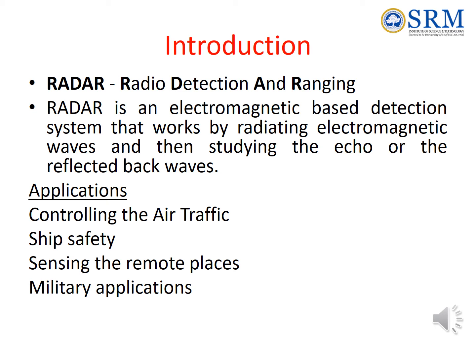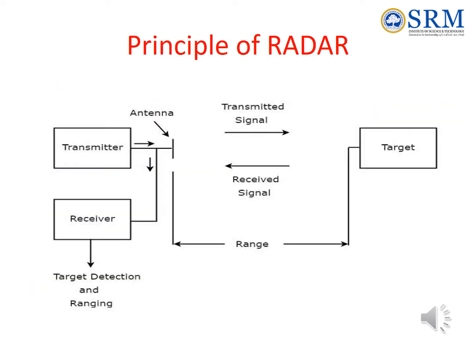Radar is an electromagnetic based detection system that works by radiating electromagnetic waves and then studying the echo or reflected waves. Radars can be used for various applications on ground, on sea and in space. The applications of radars are controlling air traffic, ship safety, sensing remote places, and military applications.